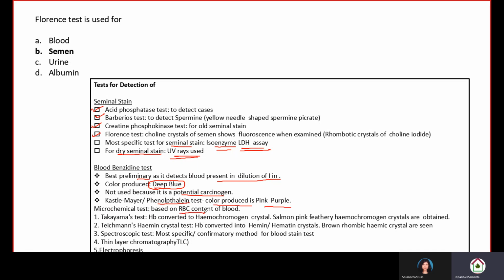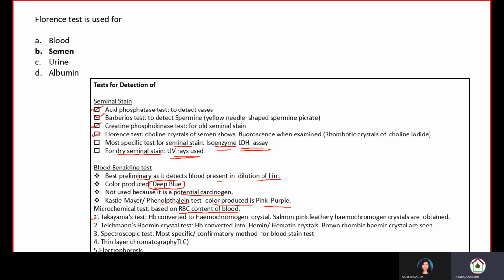Microchemical test based on RBC content of the blood. And Takayama test, hemoglobin is converted to hemochromogen crystals; salmon pink, feathery hemochromogen crystals are obtained here. Teichmann's hemin test, hemin crystal test: in this, hemoglobin is converted into hemin or hematin crystals.